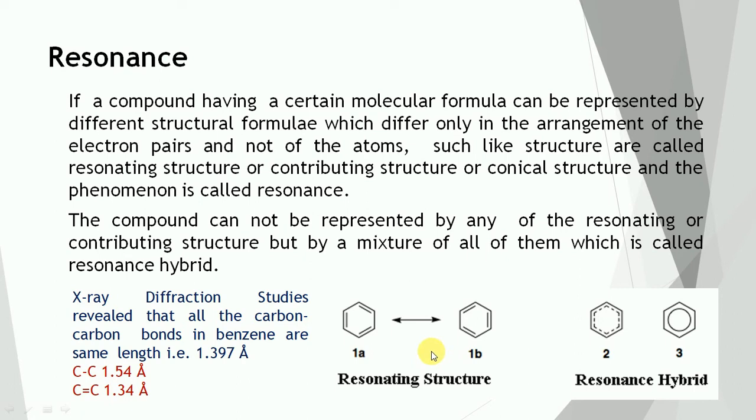The X-ray diffraction study of benzene reveals that the carbon-carbon bonds in benzene correspond to 1.397 angstrom, while the carbon-carbon single bond has bond length 1.54 angstrom and the carbon-carbon double bond has bond length 1.34 angstrom. But in the case of benzene, all the bond lengths are equal and have this figure. That means the actual structure of benzene lies between 1A and 1B, which we call the resonance hybrid.